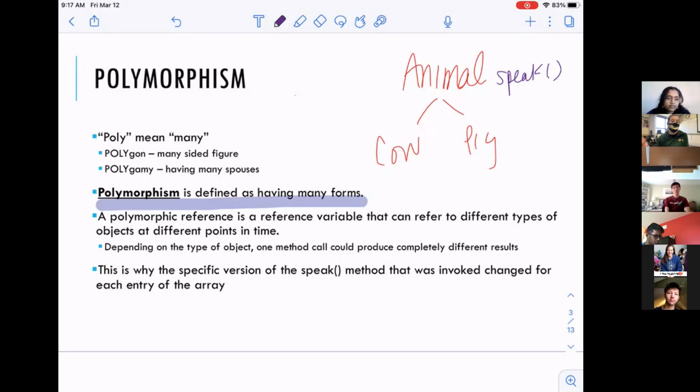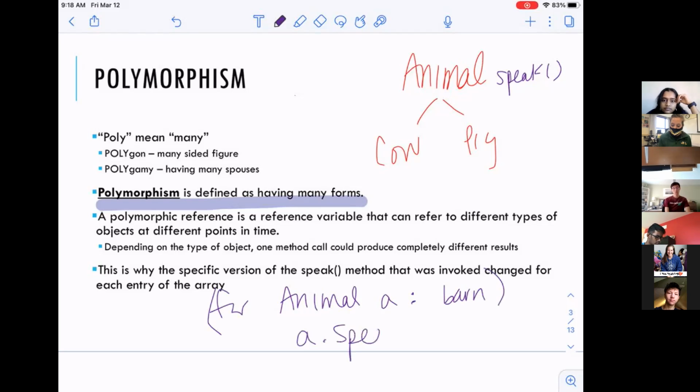So either it will speak like an animal, or it will override that method and speak specifically like a cow, or speak specifically like a pig. But no matter what, we know that an animal can speak. So that was why we were able to write in our code, for every animal A in barn, A dot speak. The reason we were able to write this code was because regardless of what kind of animal it was, whether it was an animal, a cow, or a pig, we know that all of them have this speak method.